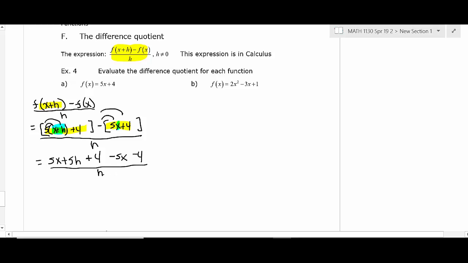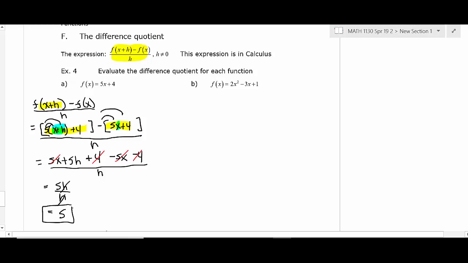Okay? Numerator, do you see stuff canceling? That'll happen very frequently when you're doing a difference quotient. So the 4's cancel. You're left with 5h over h. And then the h's divide out. h over h is 1, so you get 5.